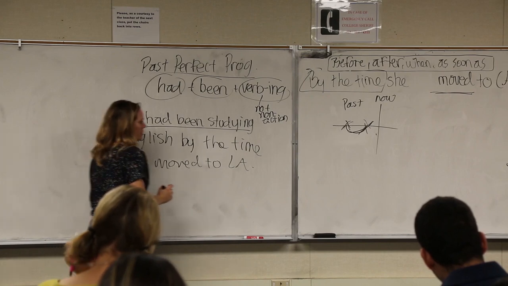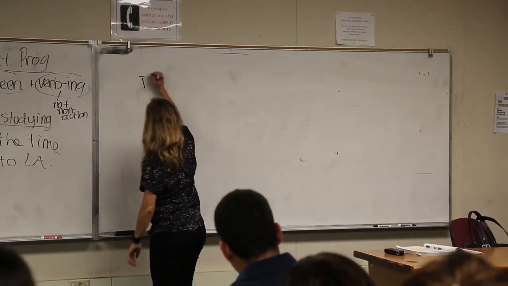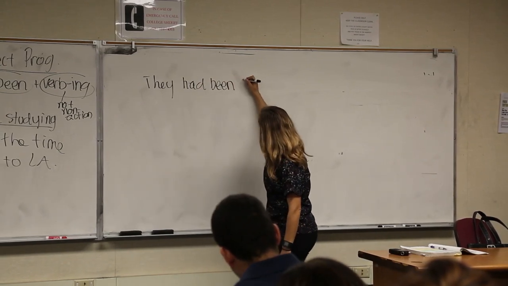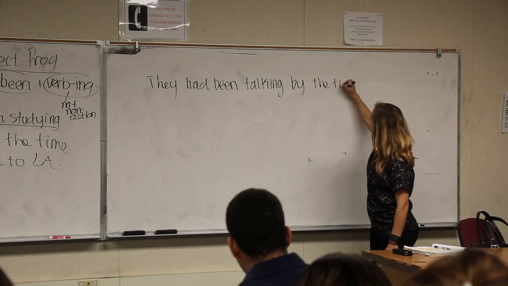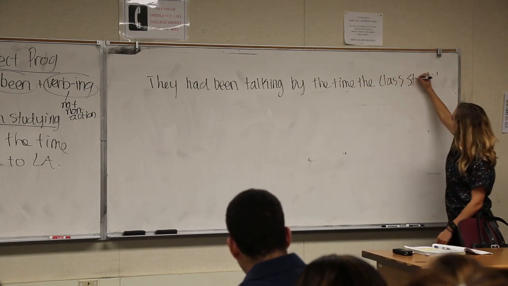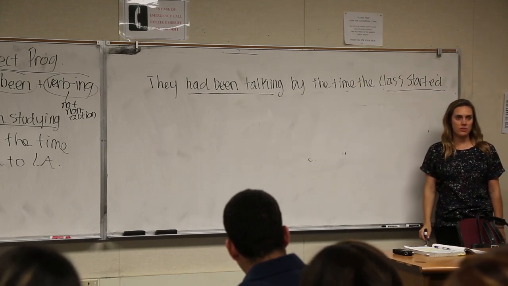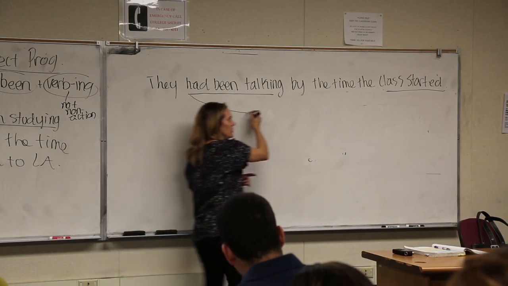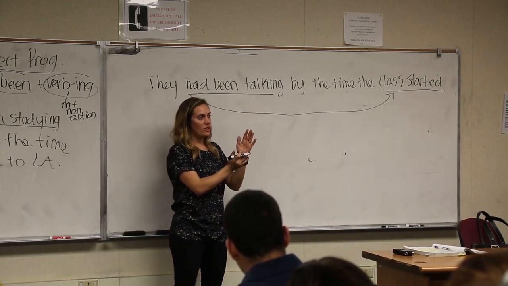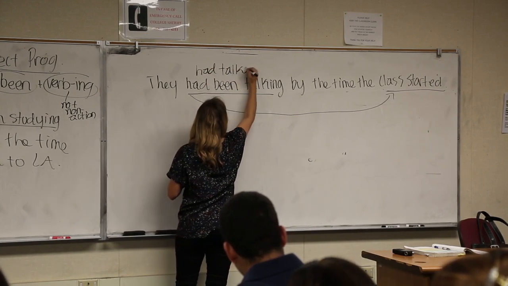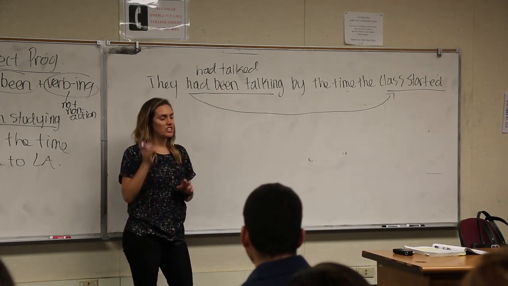Let me give you another example. They had been talking by the time the class started. So, right? This one was continuing until that started. That's it, right? So if you say they had been talking, it just means it continued. But if you say they had talked, that just focuses on the action finishing before that one. So they're both correct. The meaning changes a little bit.